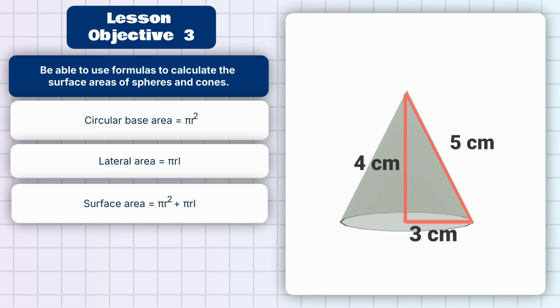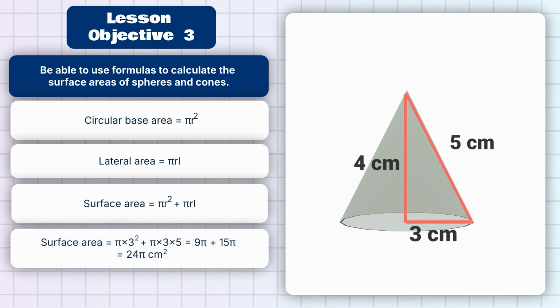Suppose we are given this cone with the labeled lengths. First, we need to figure out what those lengths are. The 3 centimeters is the radius of the base, the 4 centimeters is the height of the cone, and the 5 centimeters is the slant height. Therefore, plugging in the radius and the slant height into the equation, we get that the surface area is 24 pi cm squared.